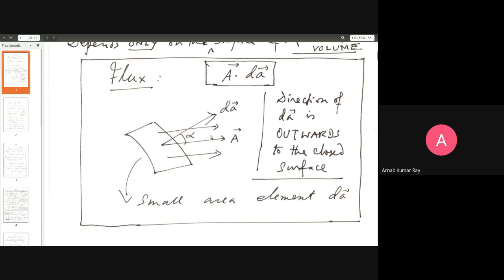And of course, what is the definition of a dot product? Magnitude of vector A times magnitude of vector dA times cosine of the angle between the two vectors, in this case, angle alpha. So that is what the flux is.